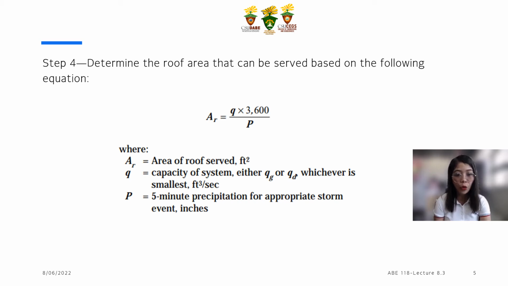For step 4, determine the roof area that can be served based on the following equation. The area of the roof served is equal to Q, or the capacity of the system, either QG or QD, whichever is smallest, multiplied by 3,600 over dP, or the 5-minute precipitation for appropriate storm events in inches. Sometimes this P is given, already computed.